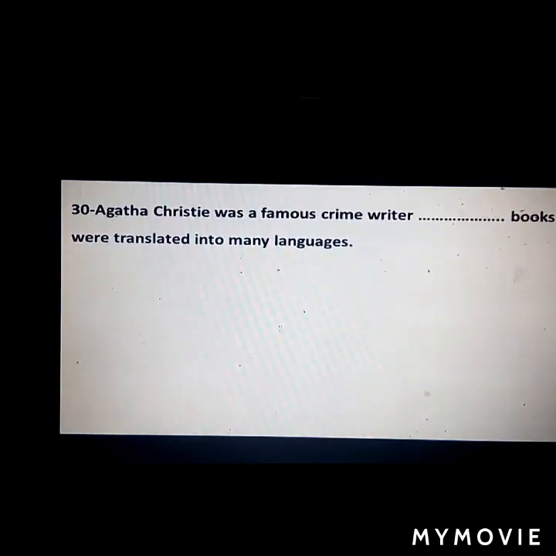Agatha Christie was a famous crime writer. His books were translated into many languages.